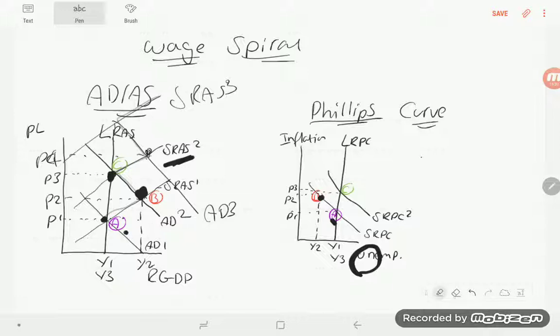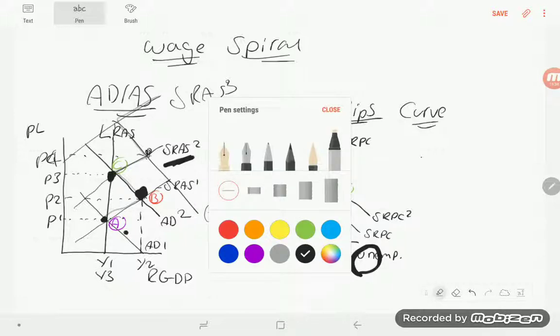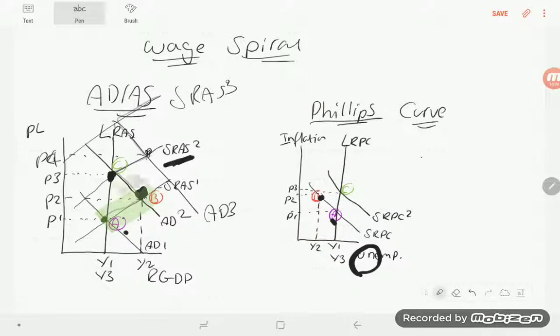choose a different colour. This wage price spiral. Thank you for listening.